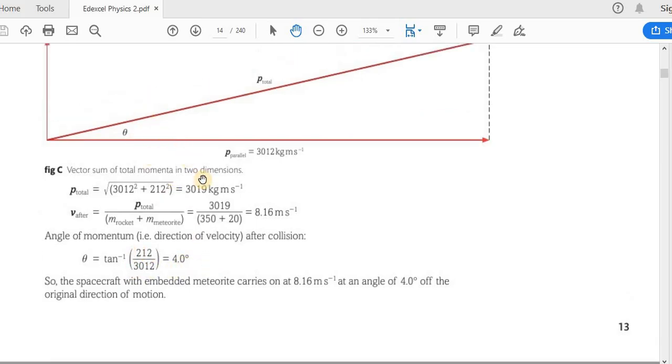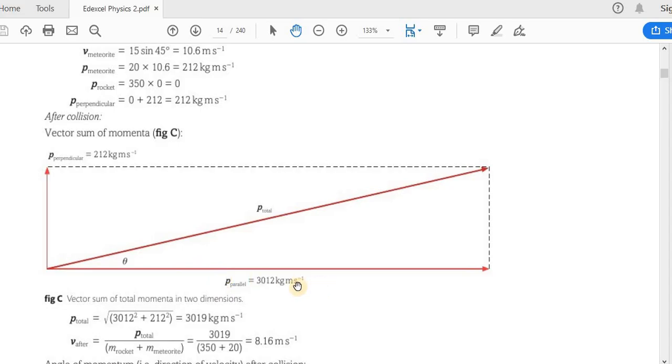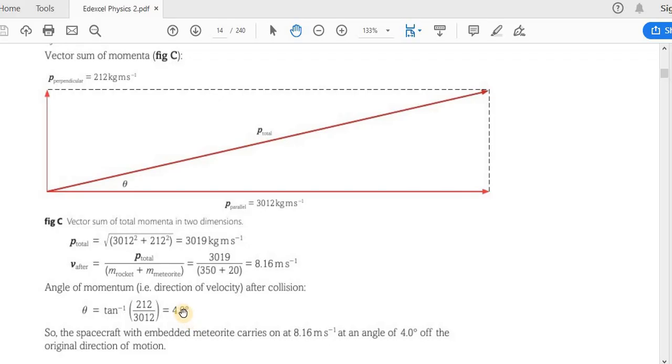Now make sure your answer makes sense. It has to be about 4 degrees. Why? Because this side is 3012 but this side is only 212. So the resultant momentum is more towards this side rather than this direction. That's why the angle is 4 degrees, because this number is much larger compared to this. So that means the resultant should be closer to this direction than to this direction.